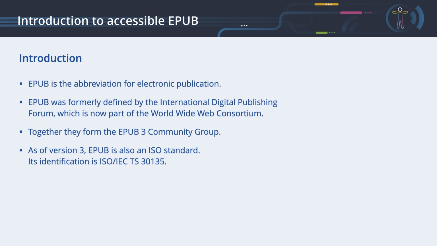EPUB is the abbreviation for electronic publication. It is a distribution and interchange format standard for digital publications and documents. EPUB was formerly defined by the International Digital Publishing Forum, which is now part of the World Wide Web Consortium. Together, they form the EPUB 3 community group. As of version 3, EPUB is also an ISO standard. Its identification is ISO IEC TS 30135.